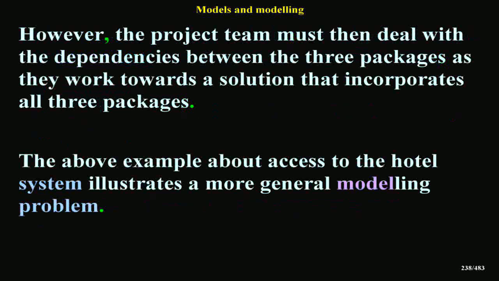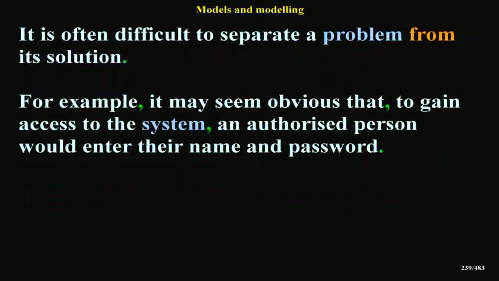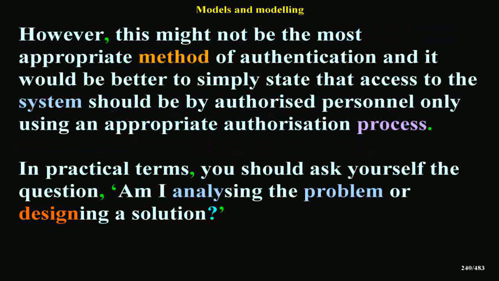The above example about access to the hotel system illustrates a more general modeling problem. It is often difficult to separate a problem from its solution. For example, it may seem obvious that, to gain access to the system, an authorized person would enter their name and password. However, this might not be the most appropriate method of authentication, and it would be better to simply state that access to the system should be by authorized personnel only using an appropriate authorization process.